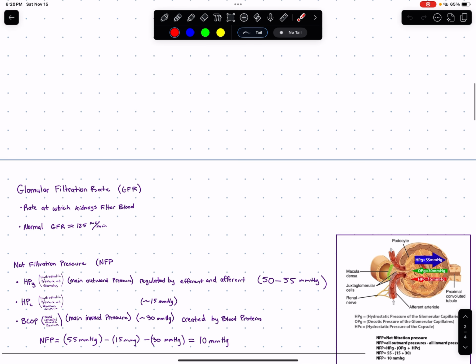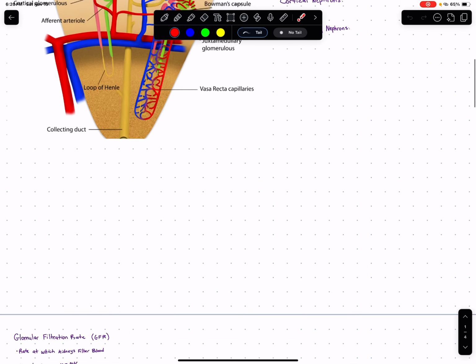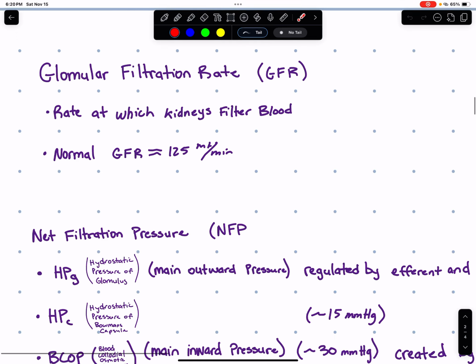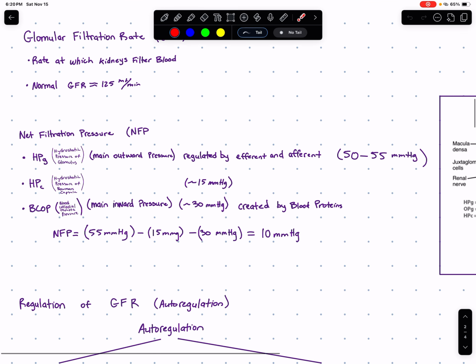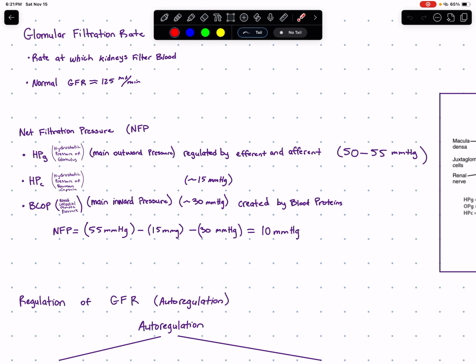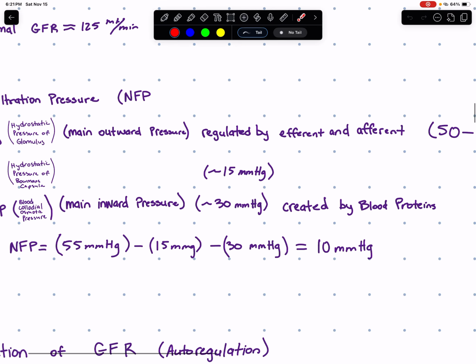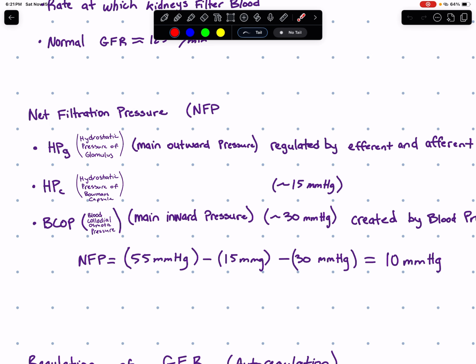So now let's get into a little bit of what's called GFR, which is glomerular filtration rate. This is the rate at which kidneys are filtering the blood. This is usually about 125 milliliters per minute, and it is influenced mainly by your NFP, which is your net filtration pressure. Net filtration pressure is a lot like what we did in the capillaries, and this is usually mainly regulated by the hydrostatic forces in the glomerulus and the Bowman's capsule.